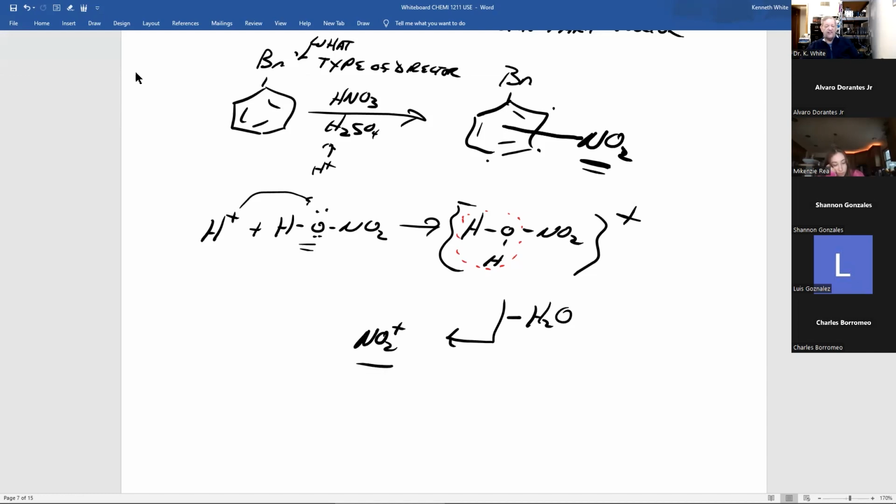This is the nitronium ion. And therefore, this is the key reason why you react sulfuric acid as H+ with nitric acid, because you form the nitronium ion, and that's what attacks the benzene. It's got a plus charge. It's looking for electrons, and a benzene ring has electrons, and that's what happens.